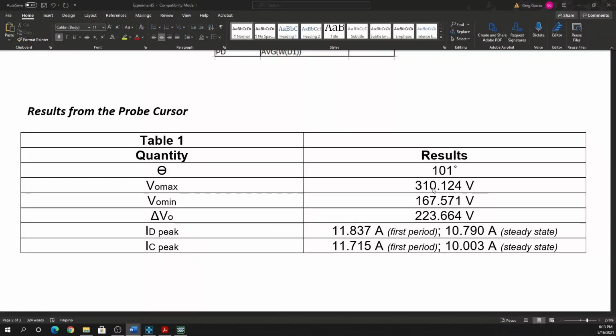Here in table number 1, we can observe that the maximum output voltage of 310.124 volts is near the value of the input AC voltage of 311.127 volts. Since the capacitor is initially uncharged and the circuit is energized at time equals 0, the diode is forward biased as the source becomes positive. With the diode on, the output voltage is the same as the source voltage and the capacitor charges. We can also observe that the peak diode and capacitor current in the first period is significantly higher than the steady state peak diode and capacitor current.